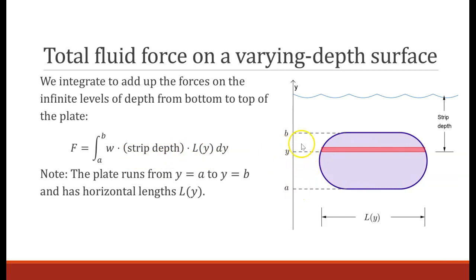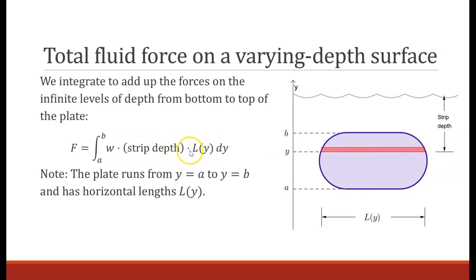So as I go from A to B, the depth of each strip is going to be different from the surface of the water. So the first strip depth will be the biggest. As I start down here at A, I'm furthest from the surface of the water. And then as I move all the way to B, my strip depth is going to get closer. So here's one sample strip here at some y value. We can see the strip depth is that vertical distance to the surface of the water. And so that's going to be a function of y.